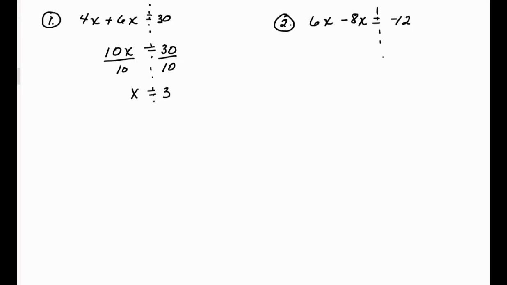On problem 2, again, I'm going to simplify the left-hand side, combine my like terms, and I get negative 2x equals negative 12. Then divide both sides of the equation by negative 2, x equals positive 6.